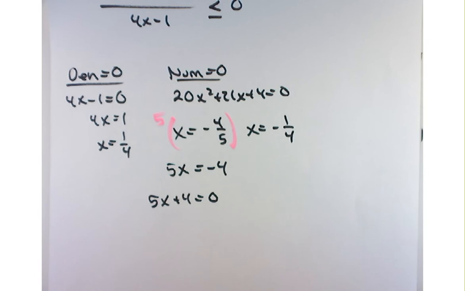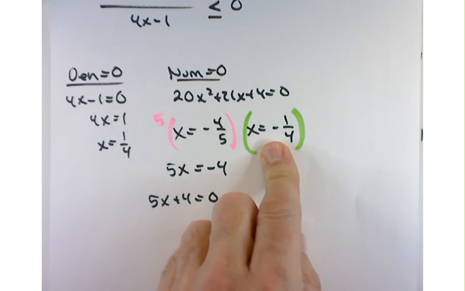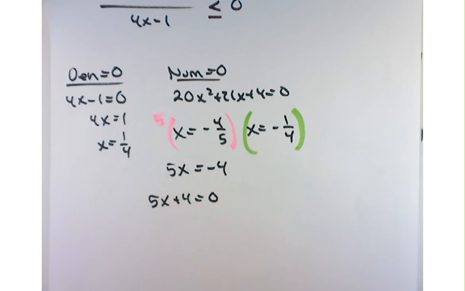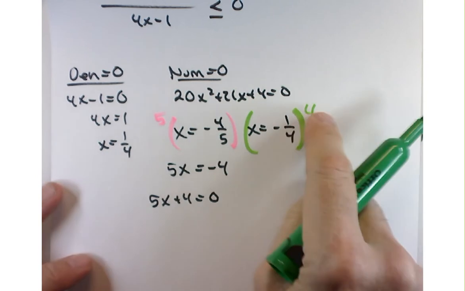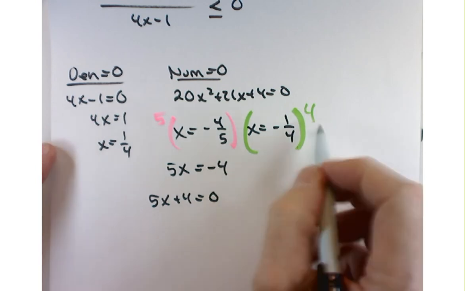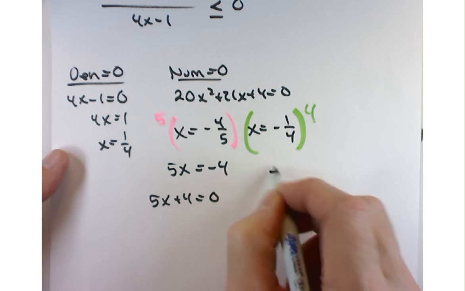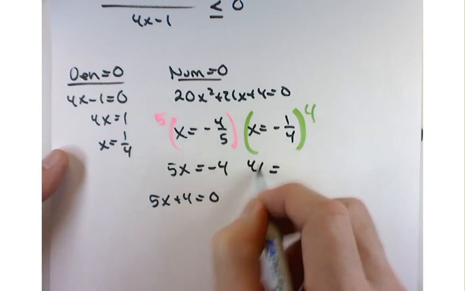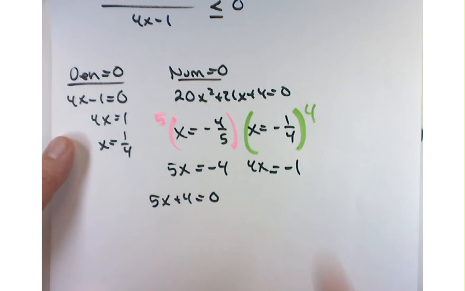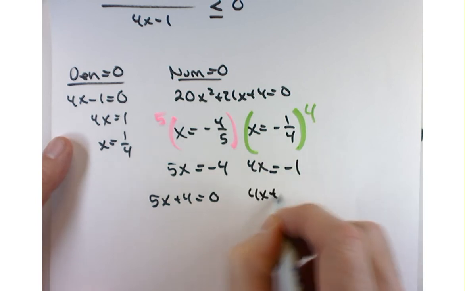Now, how about this one over here? What would I multiply both sides by here so I get rid of the fractions? 4. So I'll multiply that by 4. So 4 times that gives me, well, Melanie, what equation would I get when I multiply this by 4 on both sides? Cancels out. 4x equals negative 1. Great. Now, let's move this to the other side. When I move that to the other side, what equation do I get here? 4x plus 1 equals 0.